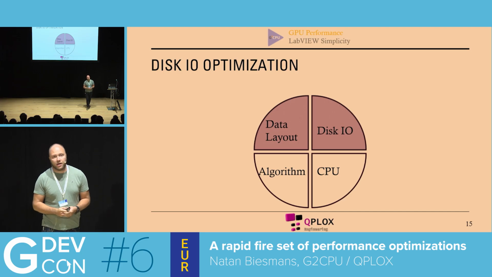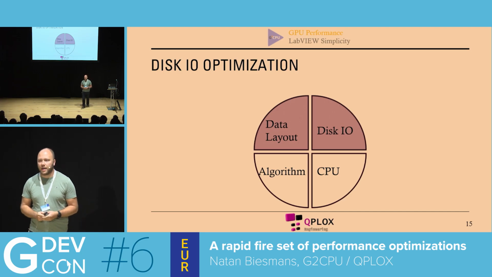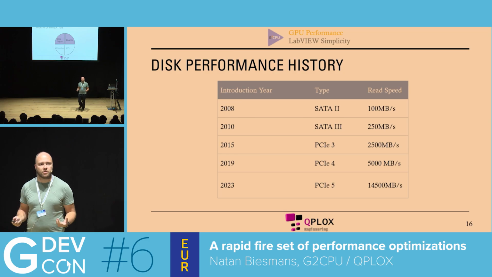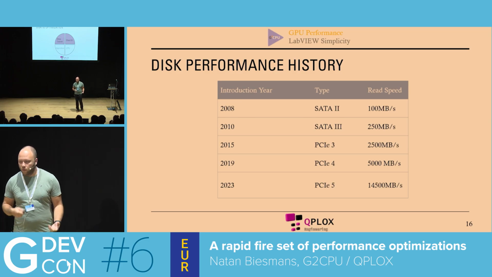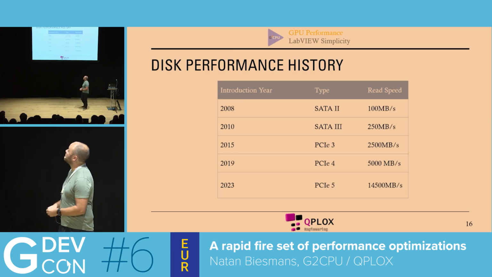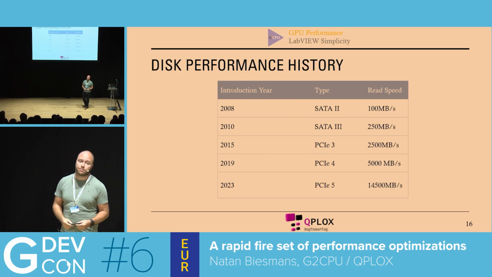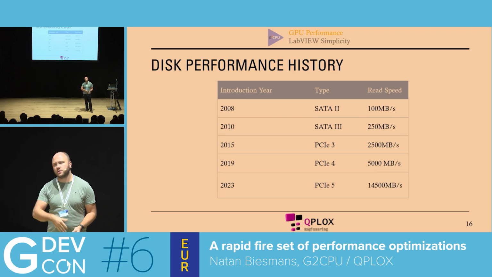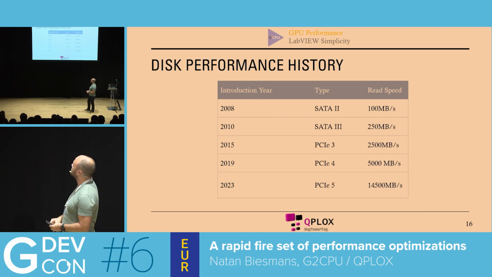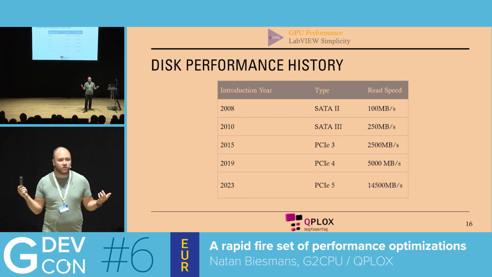So that was data layout, but what about disk I/O? How can we leverage modern disks? Well, disks have gone through quite an evolution. Back in the day, SATA 2, SATA 3, they started at about 100, 250 megabytes per second. It went up to 600 megabytes per second. Nowadays, PCIe Gen 4, Gen 5, it started at 5 gigabytes per second and it went way up.